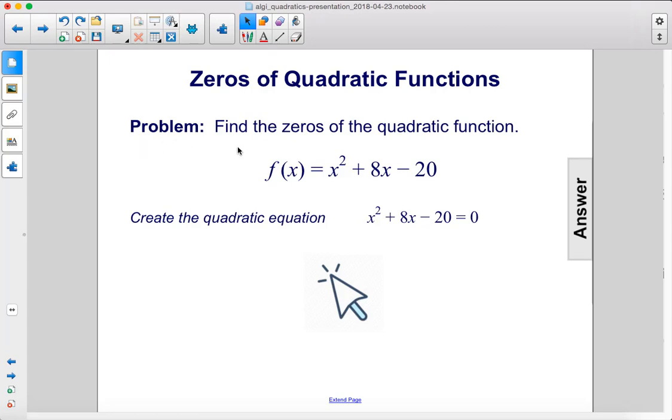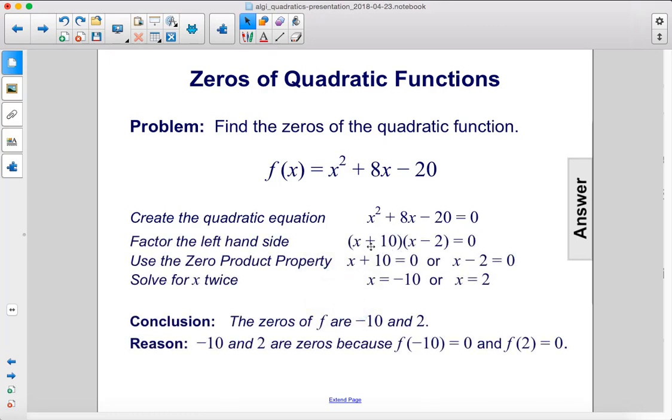Here's the problem. Find the zeros of the quadratic function f of x equals x squared plus 8x minus 20. First, we create the quadratic equation. So we take this portion here and set that equal to 0. Then we factor the left-hand side, x plus 10 times x minus 2.